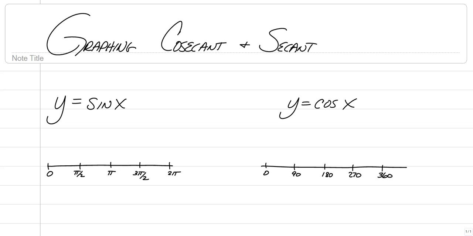We're going to talk about graphing cosecant and secant waves, but they're not really waves. Here's the thing. If you know how to graph sine or cosine, you already pretty much know how to graph cosecant and secant, because that's the first step. You have to do that part first.